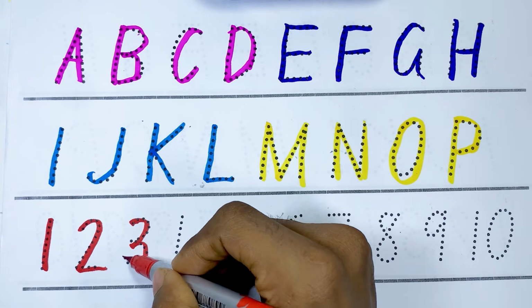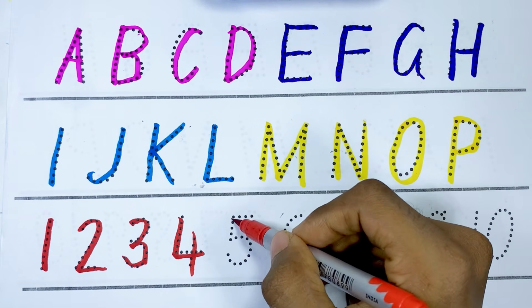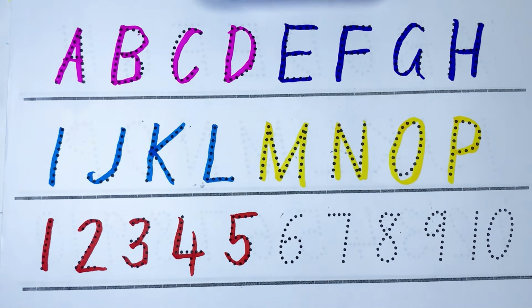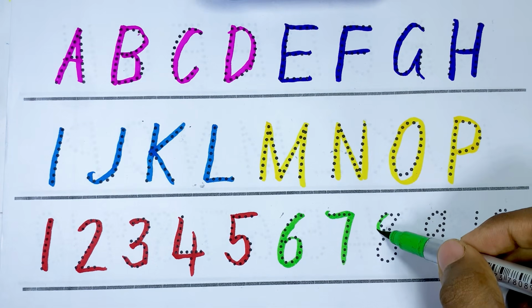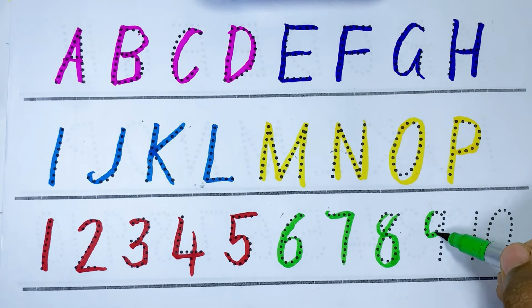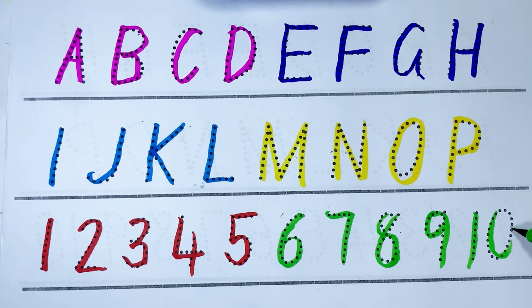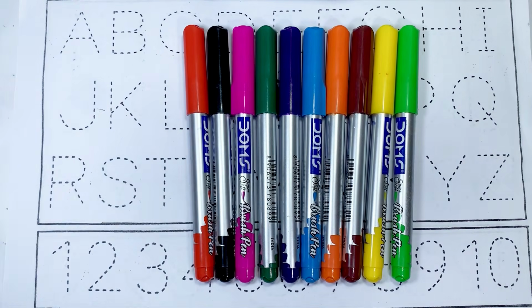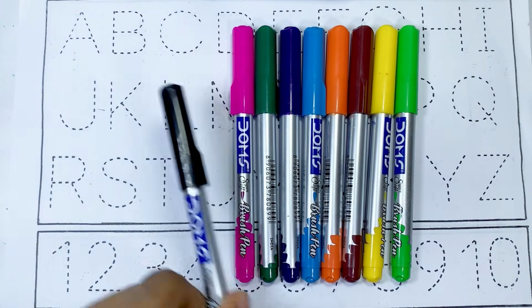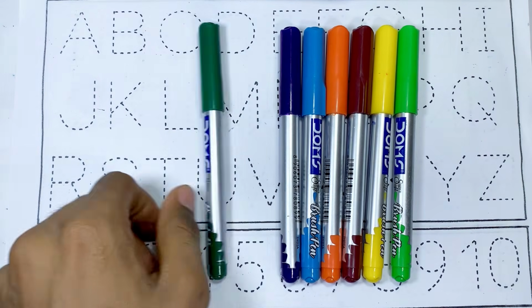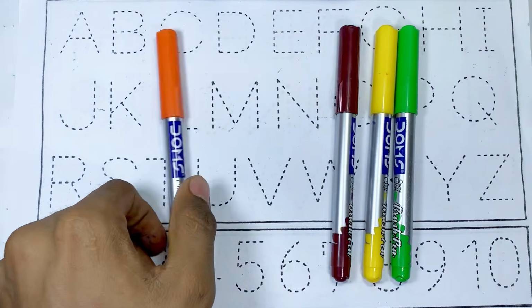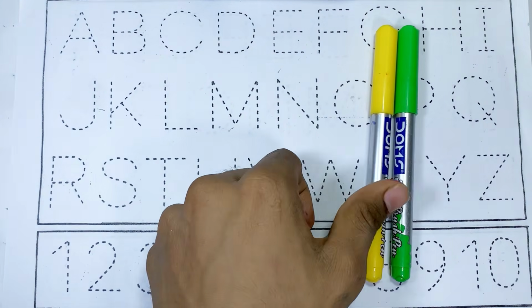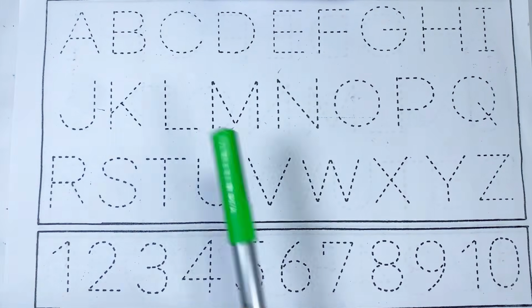2, 3, 4, 5. Now you draw 6, 7, 8, 9, and 10. Blue color, light green color, red color, black color, green color, purple color, sky blue color, orange color, brown color, yellow color, and light green color.